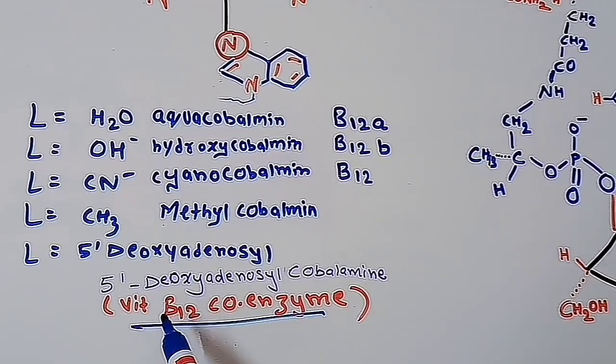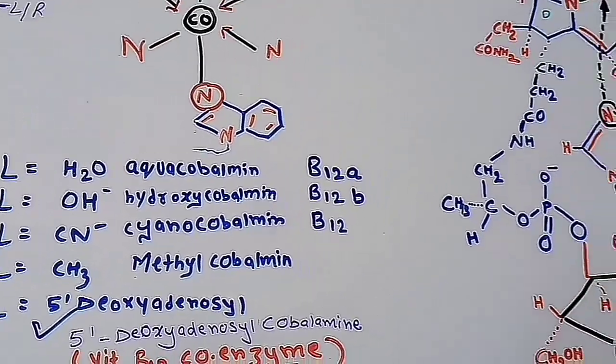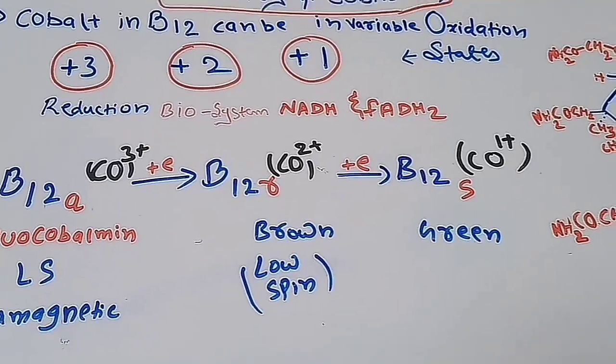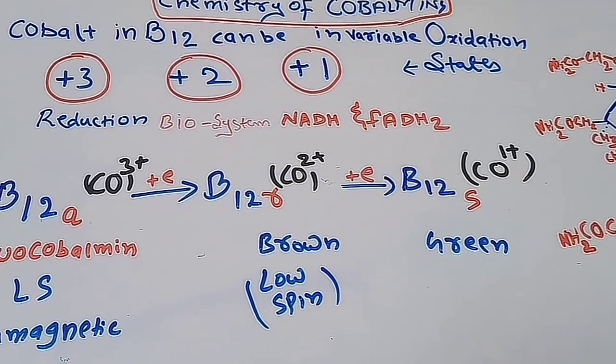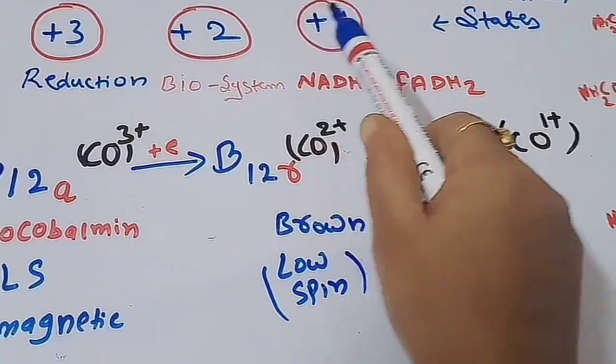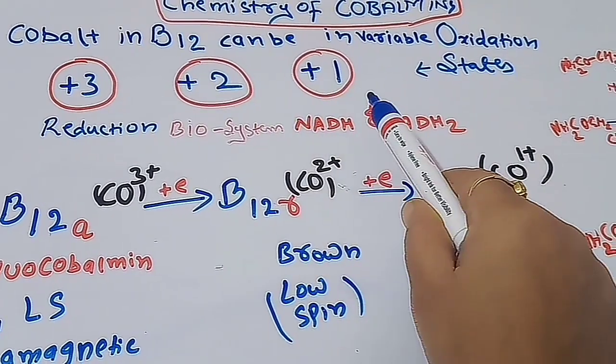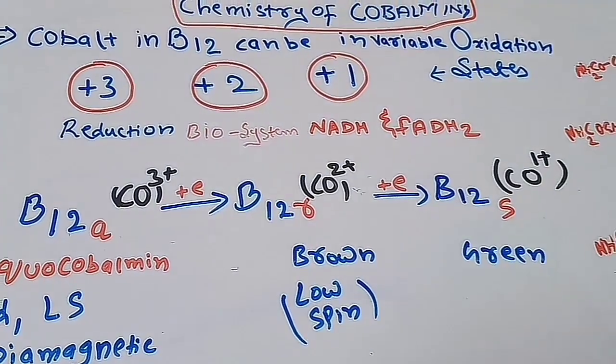And this is our vitamin B12 coenzyme. Here this acts as a coenzyme. So now let us talk about the chemistry of the cobalamins. Cobalt in B12 can be in a variable oxidation state. It can either be in the +3 oxidation state, +2, or the +1 oxidation state. It depends upon the situations.